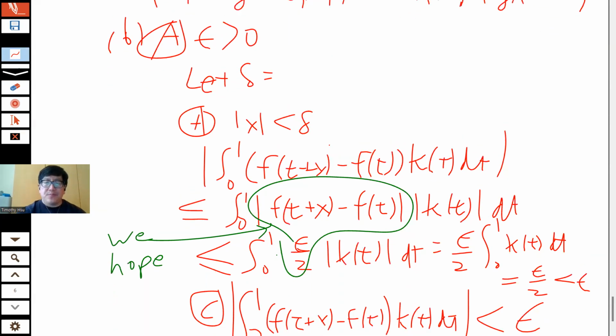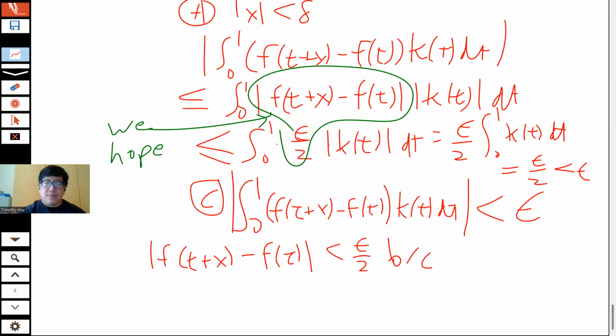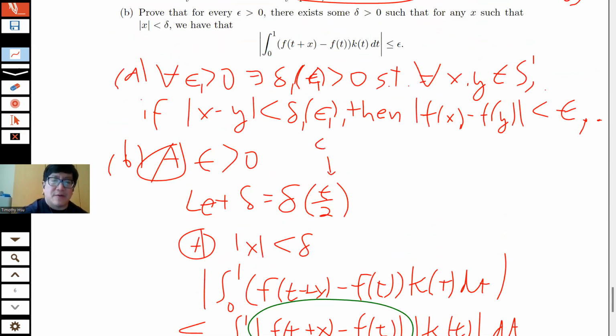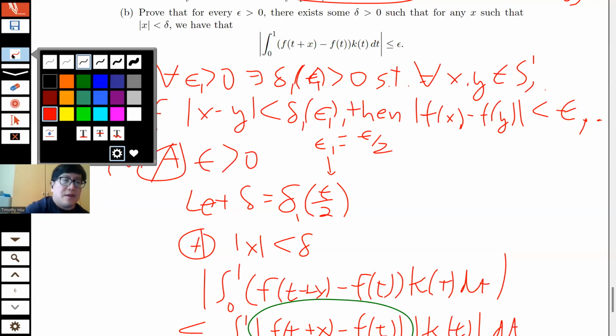I hope you eventually see that the delta we want is delta of epsilon over 2. What we're doing here is letting epsilon 1 be epsilon over 2. So we're applying the previous epsilon-delta pair, but with the new epsilon over 2 instead of the old epsilon 1.